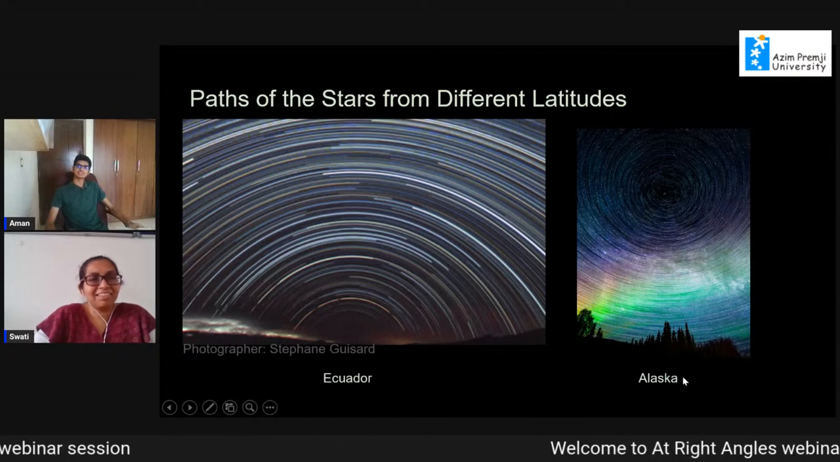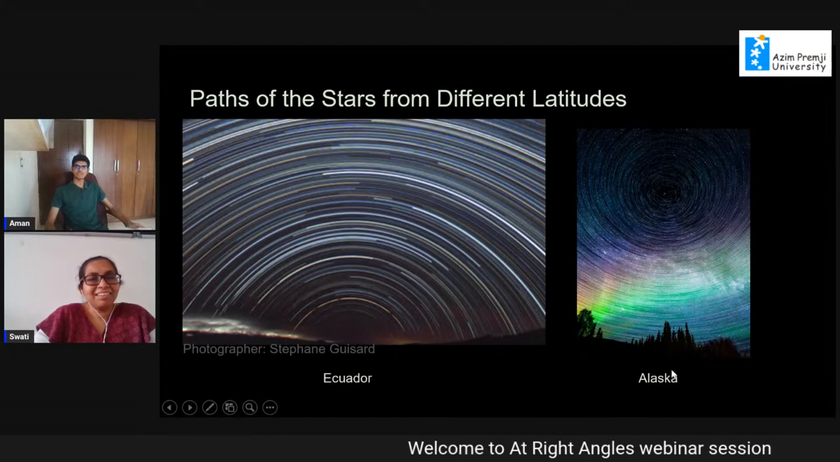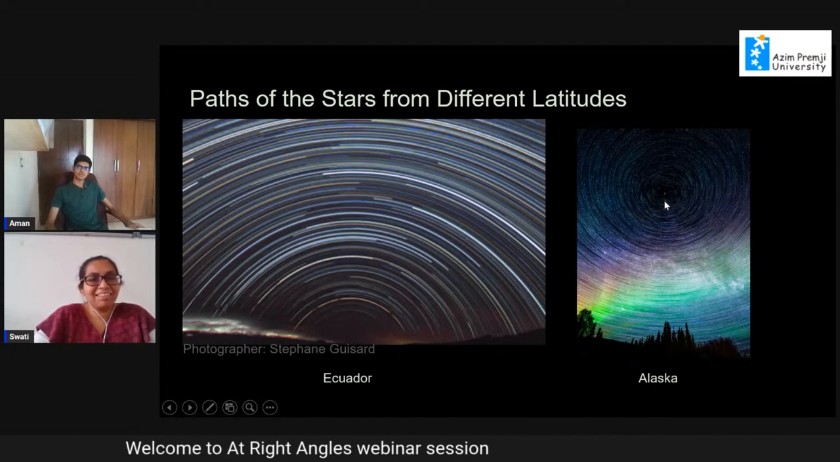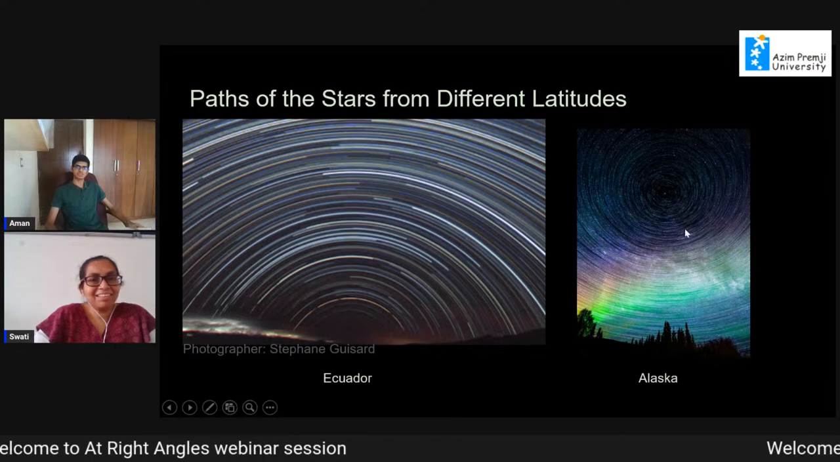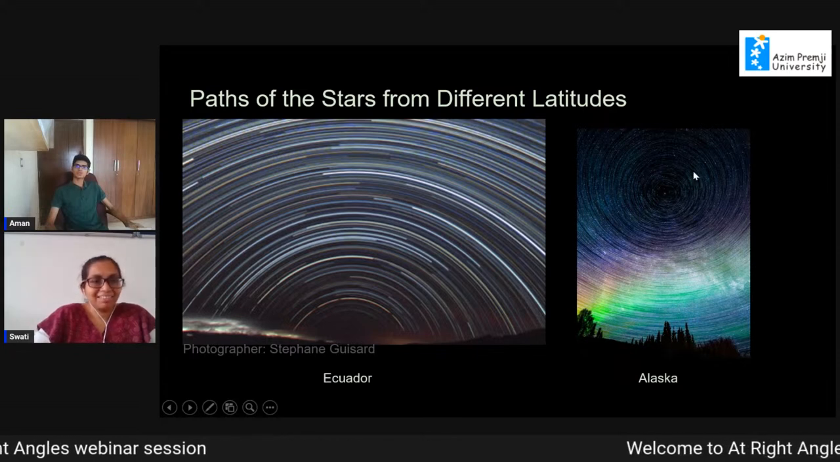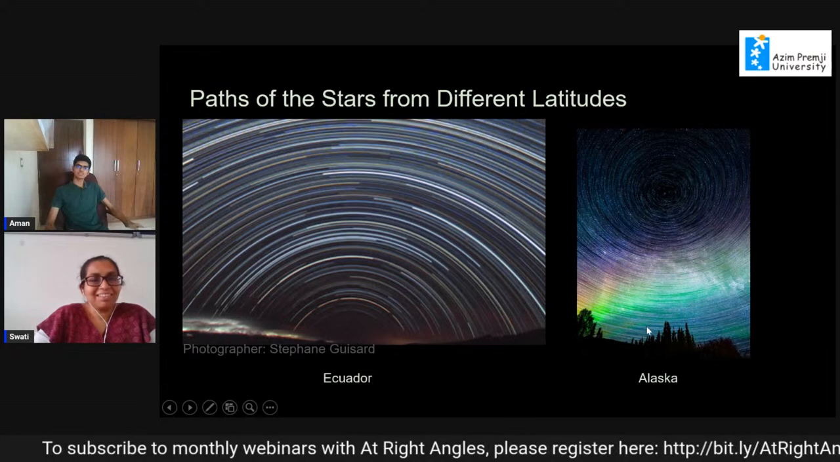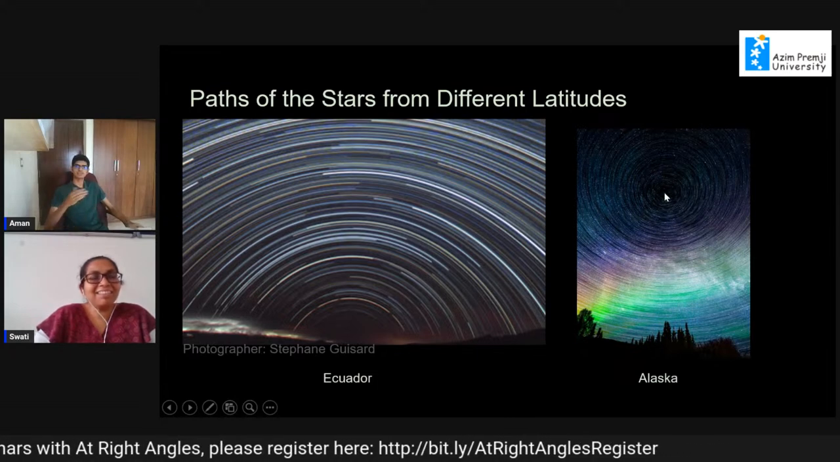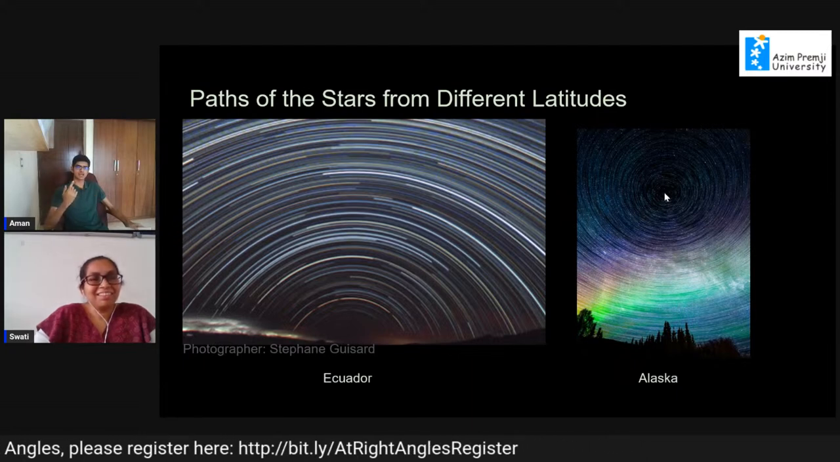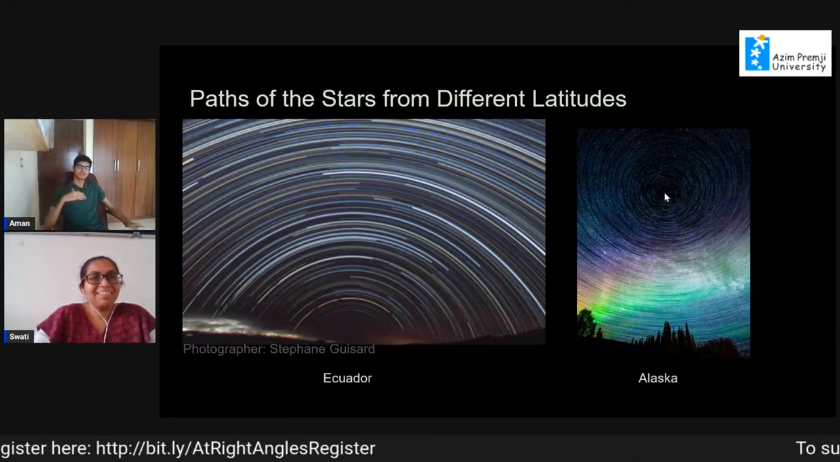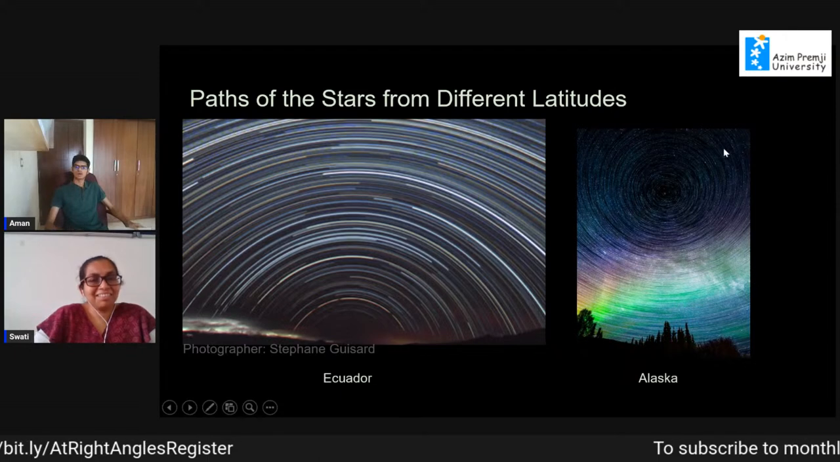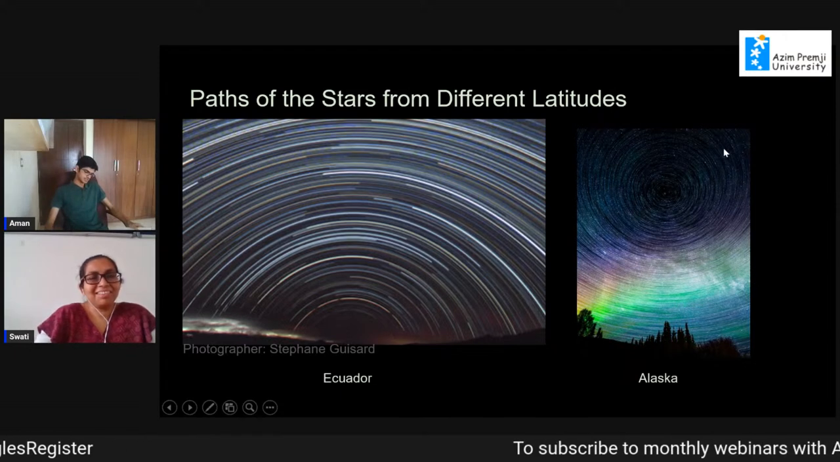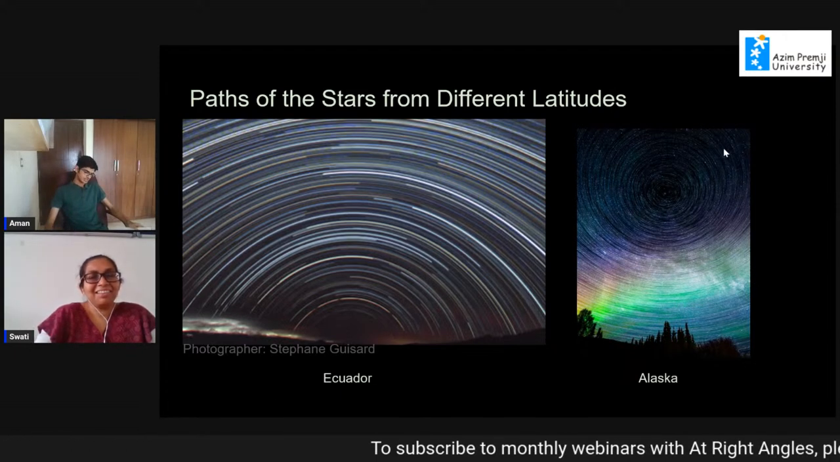And here you can see Alaska on the right, which is a high latitude region. And so the paths of the stars are centered around a point which is much higher above the horizon. So what I was curious about is, if I give you a particular place, could you tell me the trajectory of a particular star when viewed from that location? So yeah, that's the problem statement.